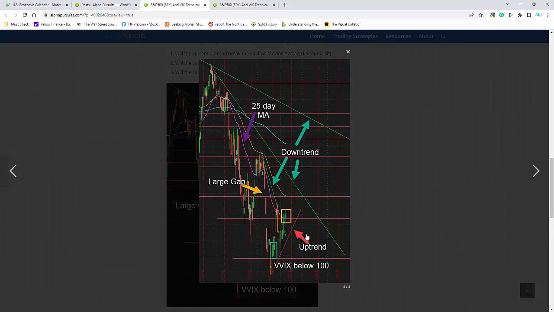And that's sort of what happened this week. As we can see here, it broke that current downtrend and then it went up and even penetrated the 25-day moving average, which is this purple line down here. So that's pretty significant. This is definitely bullish, at least for the short term.